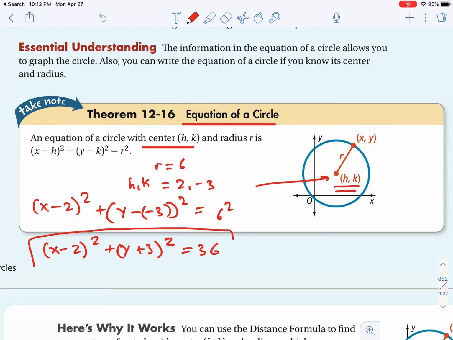So again, the question is, what is the equation of a circle whose radius is equal to 6 and whose center is located at (h, k), right, (2, -3)? So that's it. We're going to expand on that.